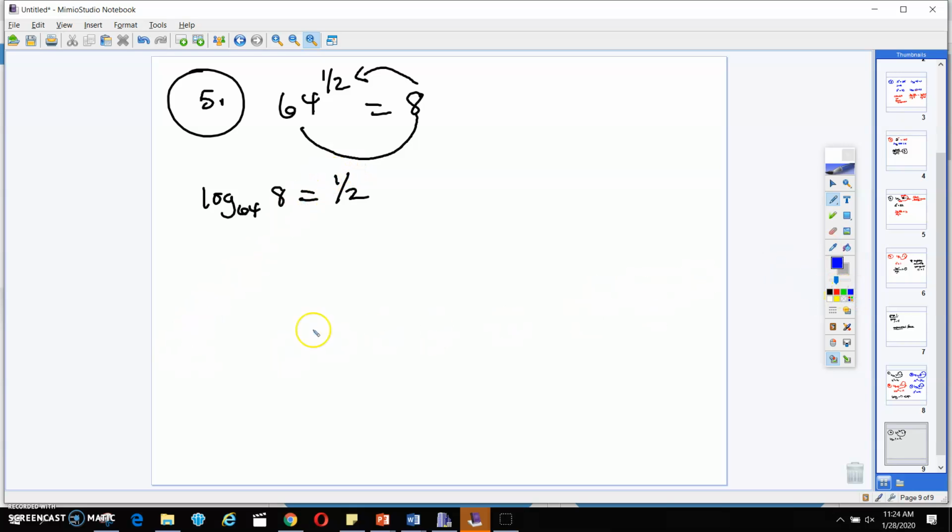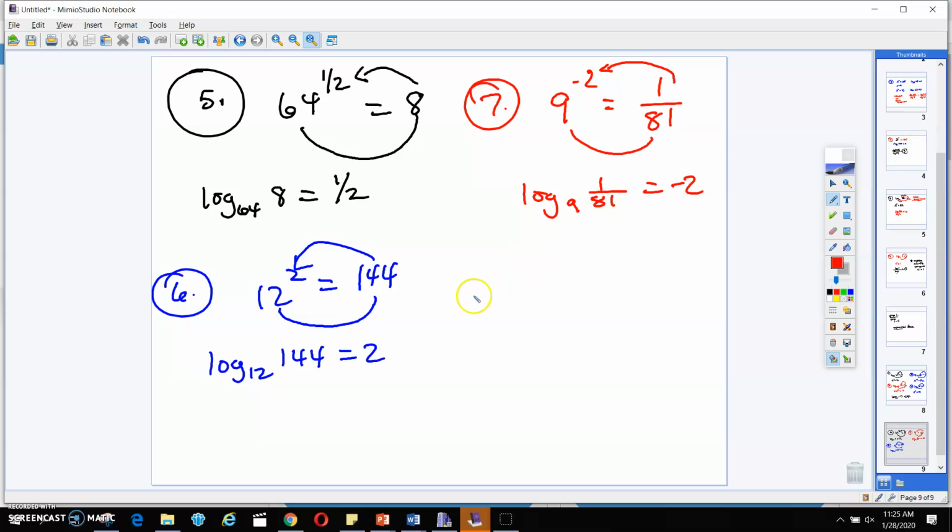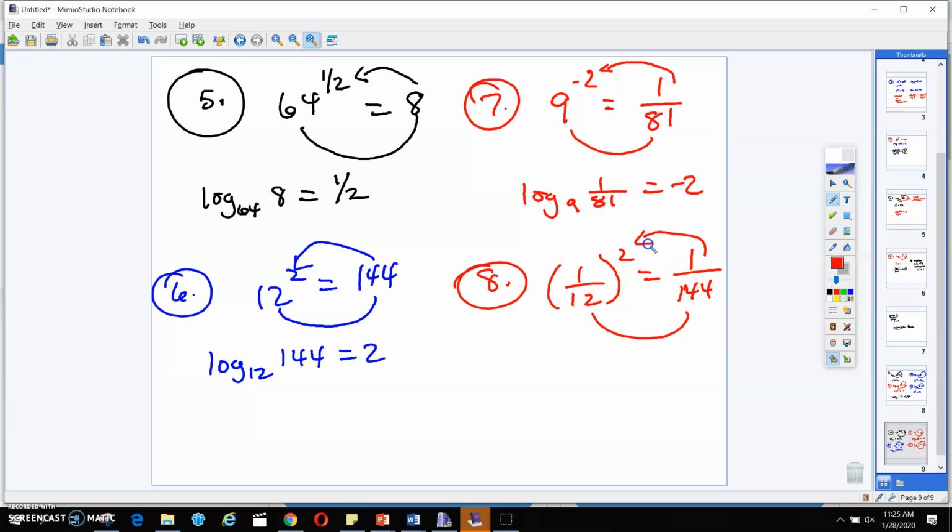All right. Looking at number 6, we have 12 to the second power equals 144, right? We're going to start at our base, go to our power, and then go to our exponent. So we're going to have log base 12 of 144 equals 2. Looking at number 7, we have 9 to the negative second power equals 1 over 81. We start at 9, go to our power, then go to our exponent. So log base 9 of 1 over 81 equals -2. And number 8, we've got 1 over 12 to the second power equals 1 over 144. We start at that one, go to there, and finish with our exponent. So log base 1 over 12 of 1 over 144 equals 2. Okay?